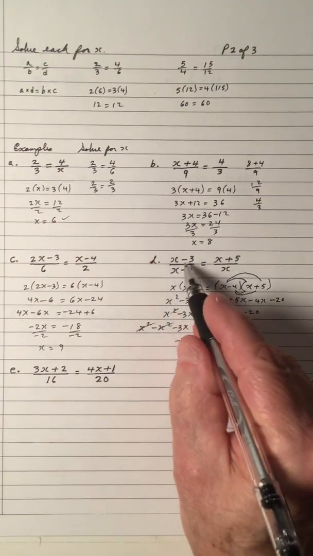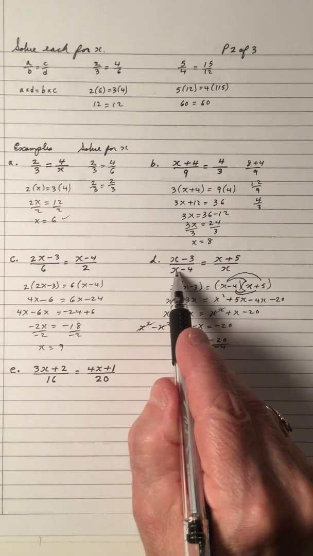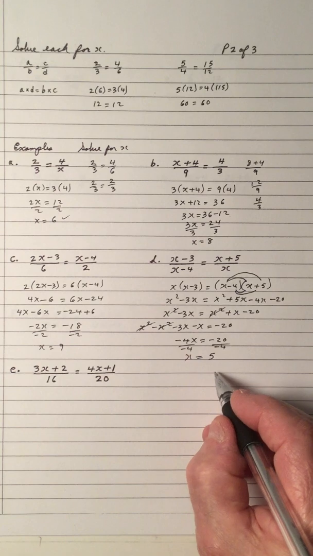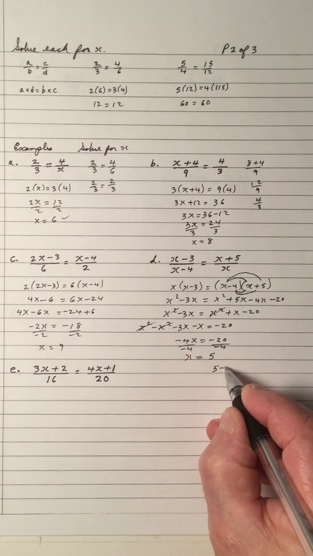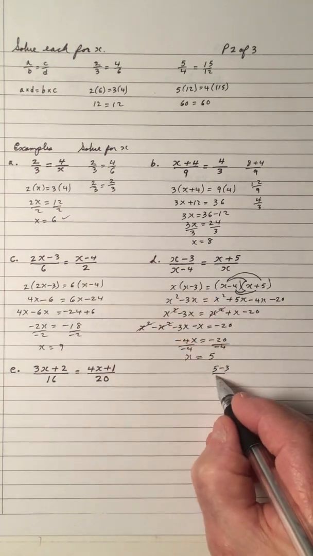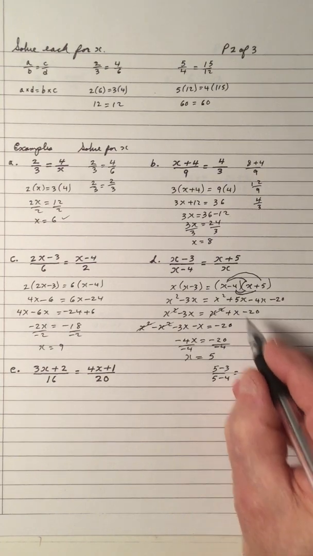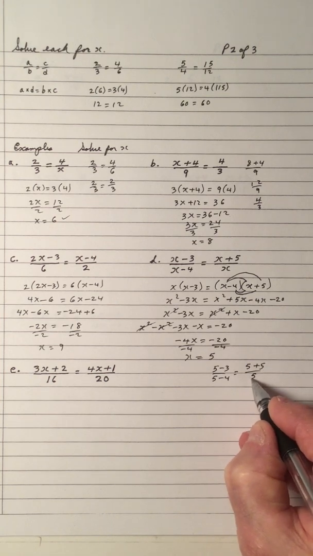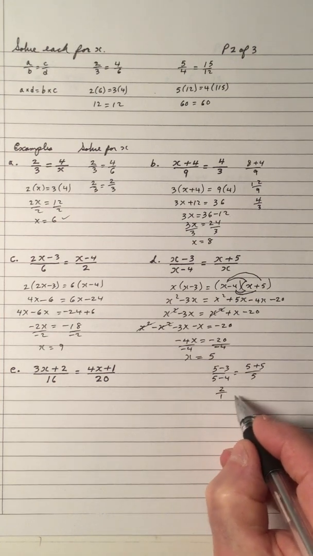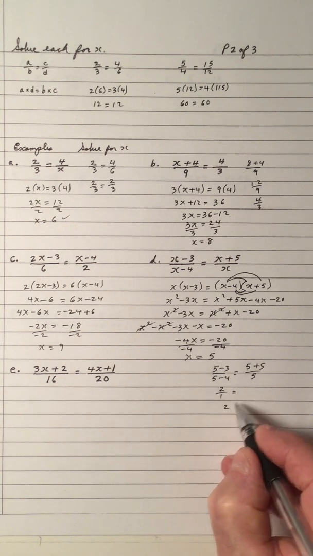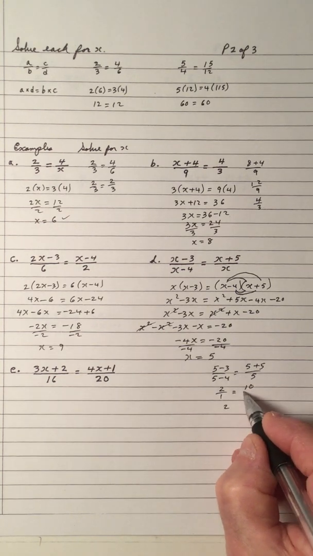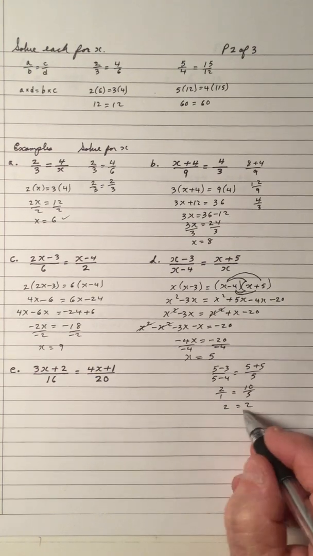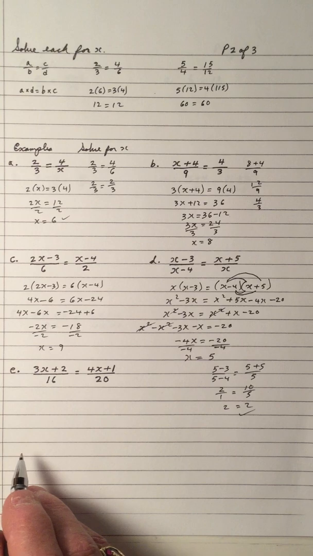Again, if you want to check that back, put a 5 in here and there. We'll just do that for a second. Let's put 5 in to see what happens. 5 minus 3, 5 minus 4, 5 plus 5 over 5. So that's 2 over 1, which is 2. And that's a 10 on top, 5 on the bottom. 10 divided by 5 is 2. So again, x equals 5 is correct.